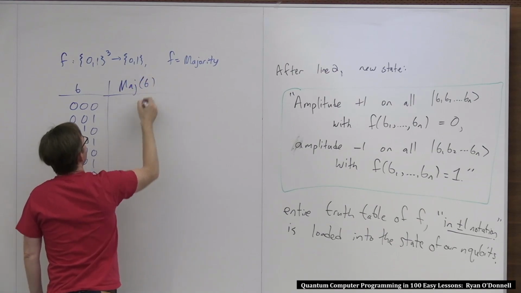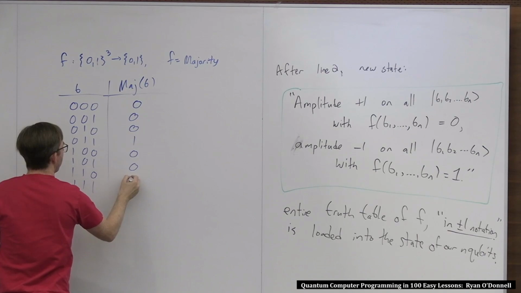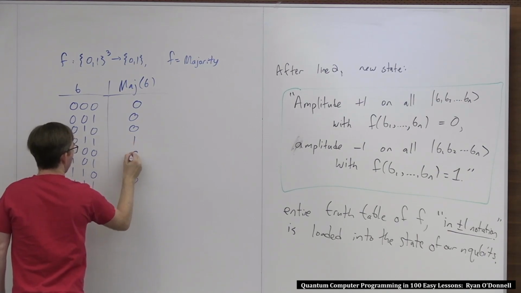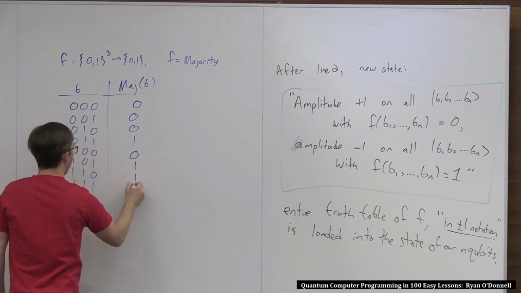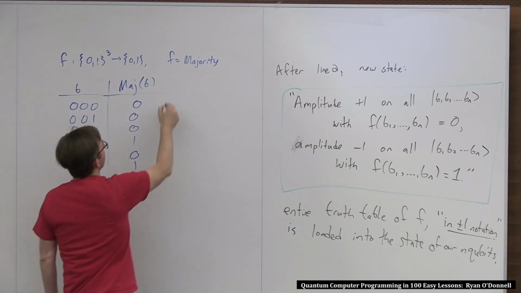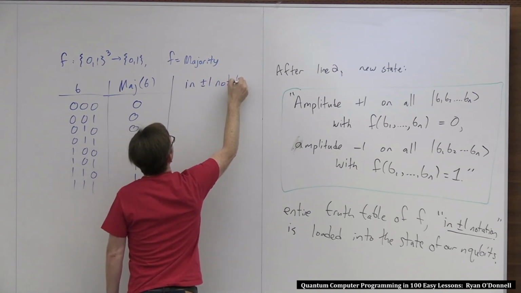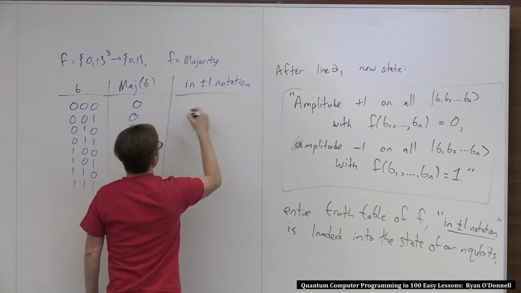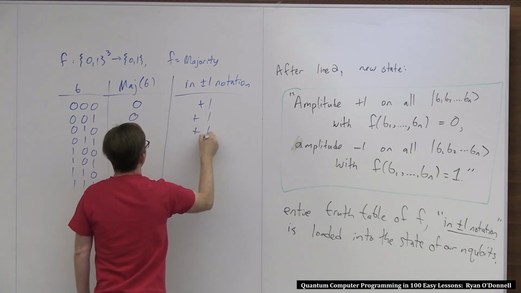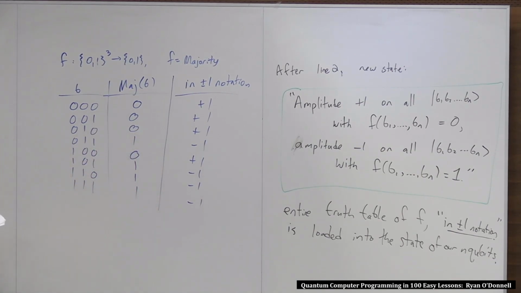Okay, so the majority of these bits is 0, 0, 0, 1, 0, 1, 1, 1. So that's the normal truth table of this little Boolean function. And then let me use this phrase, plus or minus 1 notation. It just means converting the zeros to plus 1s and the 1s to minus 1s.